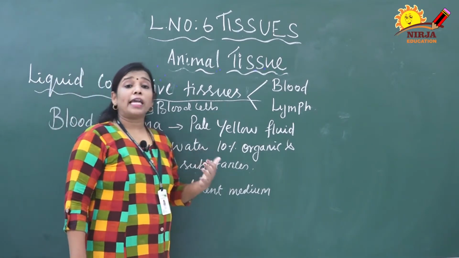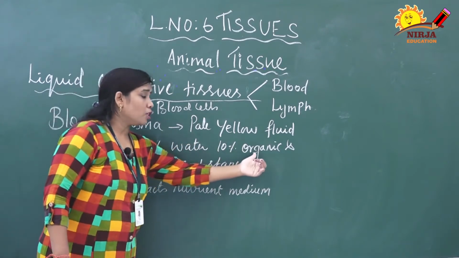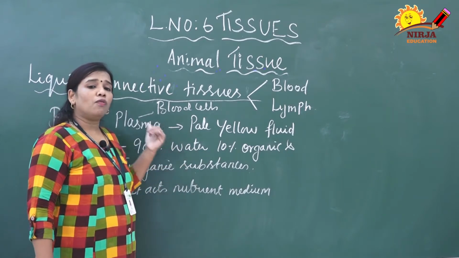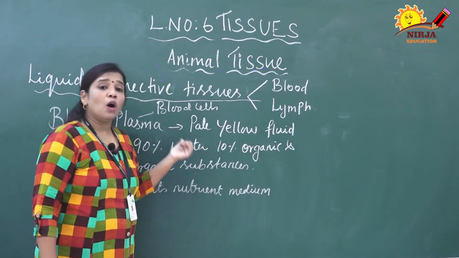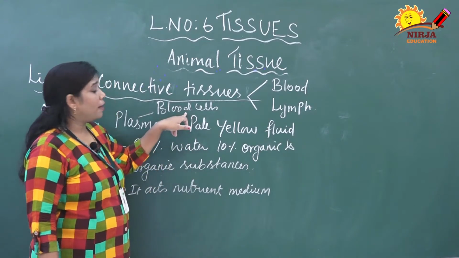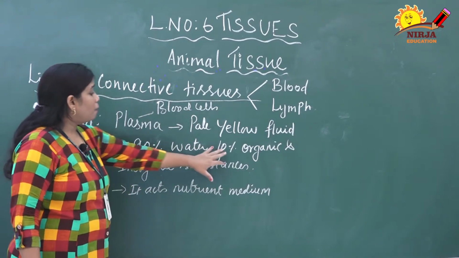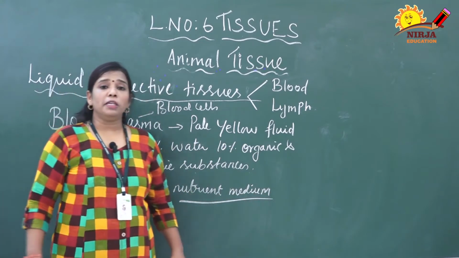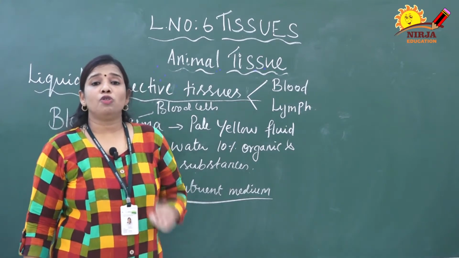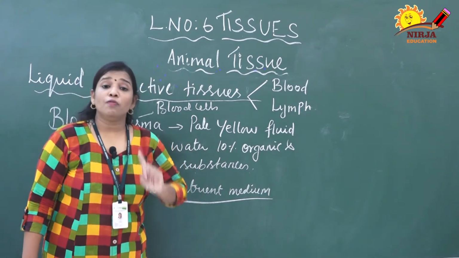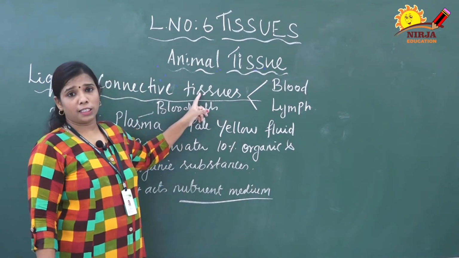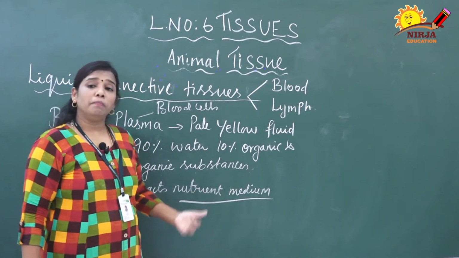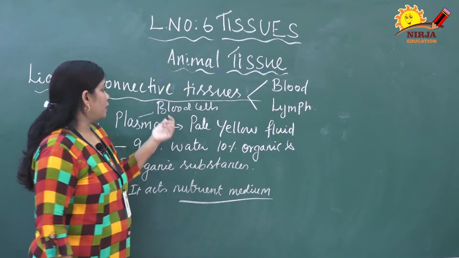It consists of 90% water and 10% organic or inorganic substances. This 10% of organic or inorganic substances provides the nutrients to the blood cells, so these organic substances are called nutrient medium. What is nutrient medium? It means the plasma contains 10% organic or inorganic substances which provide nutrients to the blood cells. That's why this 10% of plasma solution is called nutrient medium.